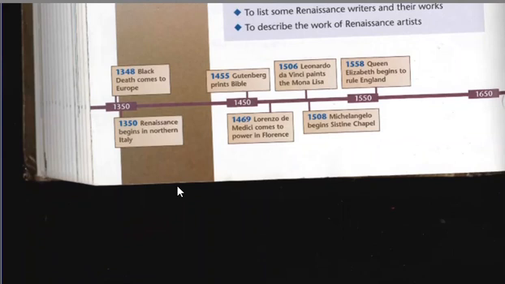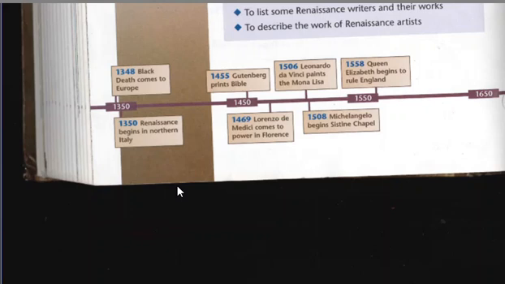1348, Black Death comes to Europe. 1350, Renaissance begins in northern Italy. Now, those are only 2 years apart. I wonder if there's a cause and effect in there somewhere. Then we jump ahead. 1455, Gutenberg prints the Bible. And there's more to it than that, but we'll look at that when we get there.